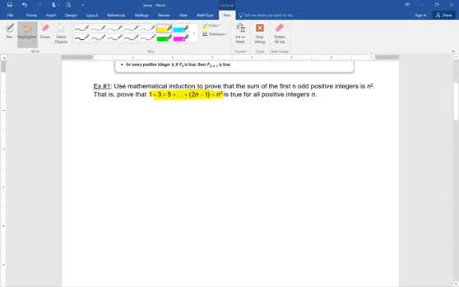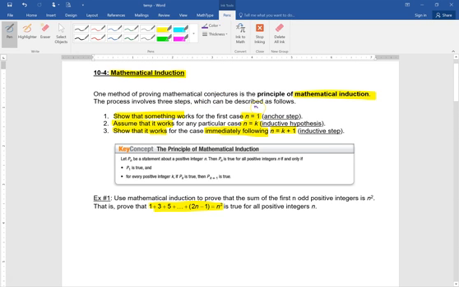Okay, the first thing we're going to prove is this one. And if you look closely at this, this says the sum of the first n odd integers is n squared. Okay? So, let's just explore for a minute. Suppose n is equal to 5.